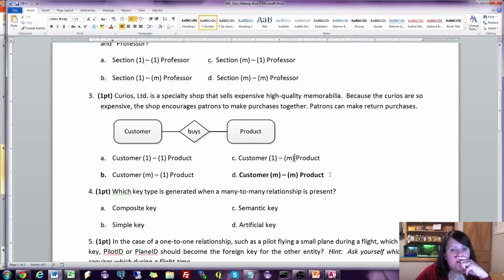However, we can also look at it from this perspective, and this is kind of the point that I wanted to make. Let's see. If I were to take a look at this really quick. If I were to delete this last sentence, so at this point all we know is that because curios are so expensive, the shop encourages patrons to make purchases together. So multiple customers can own one product. That's fine, but we don't know the other side of the relationship.